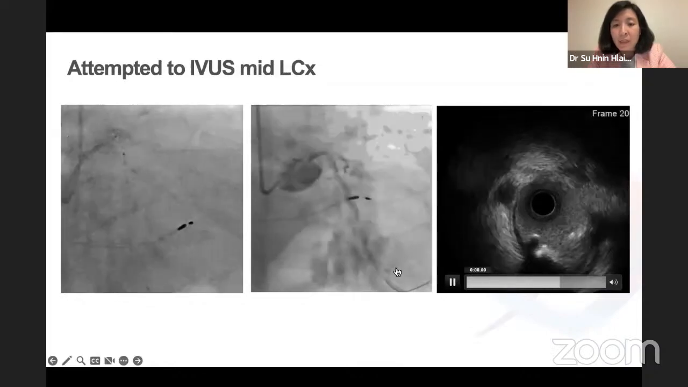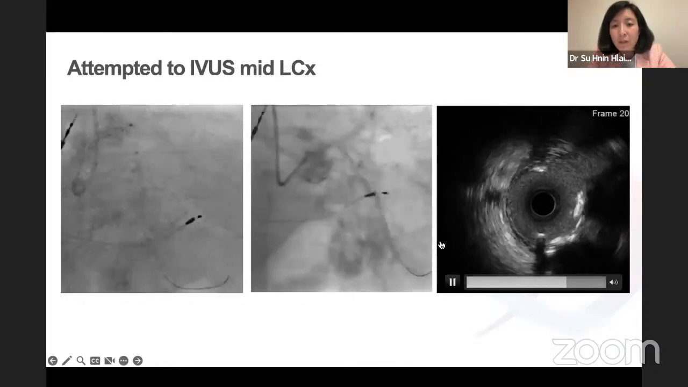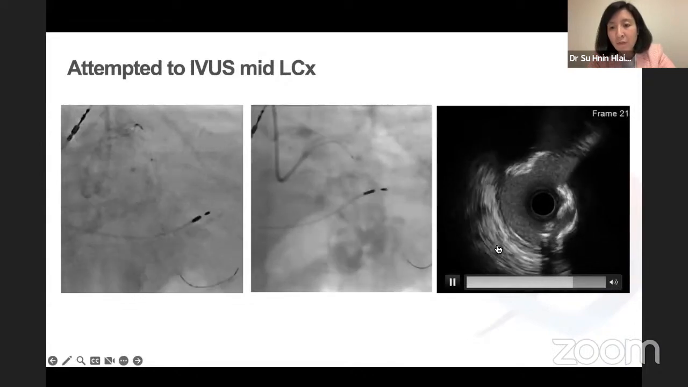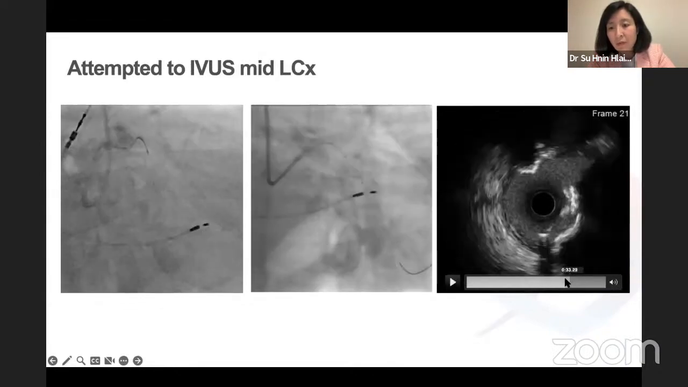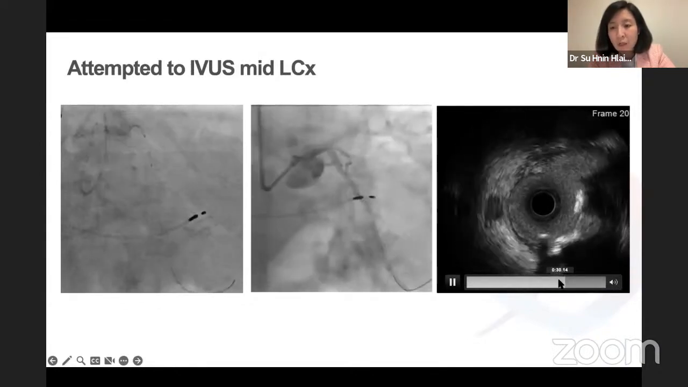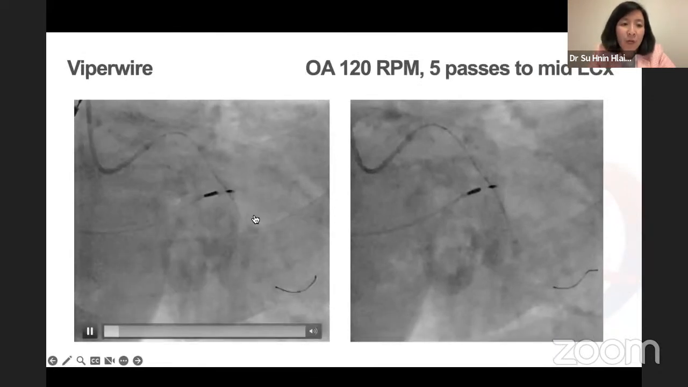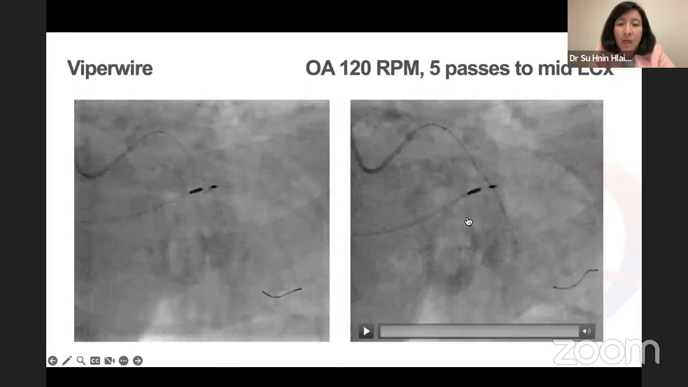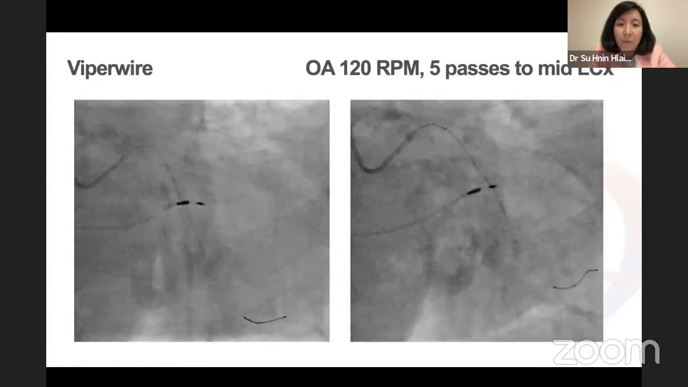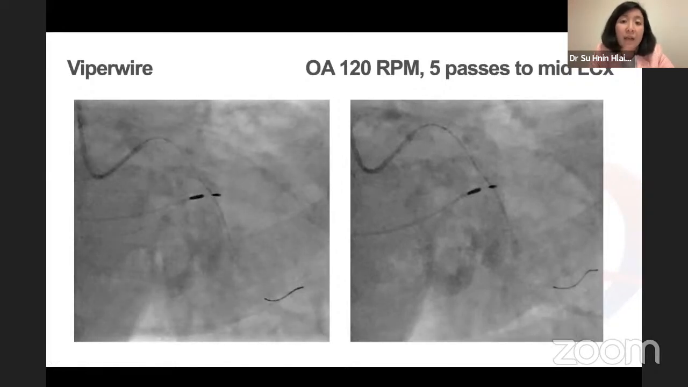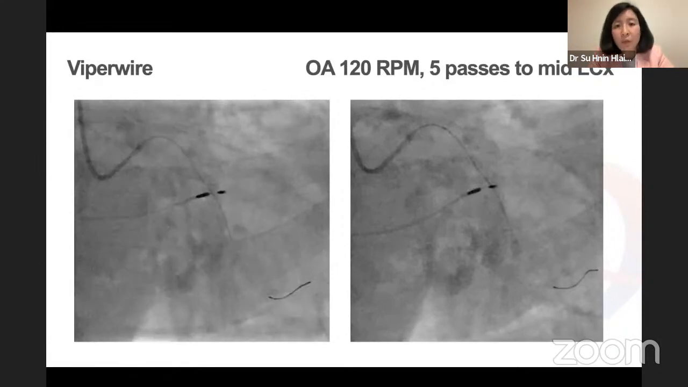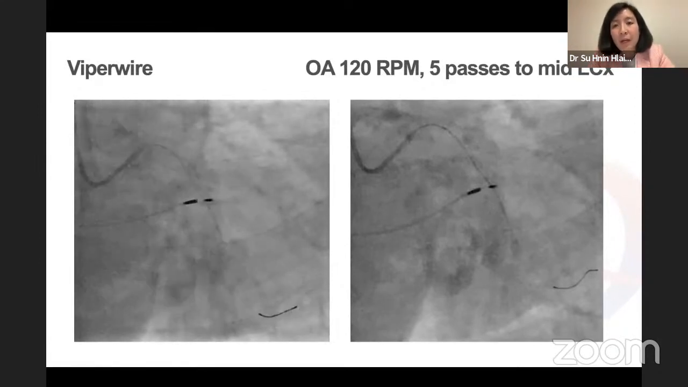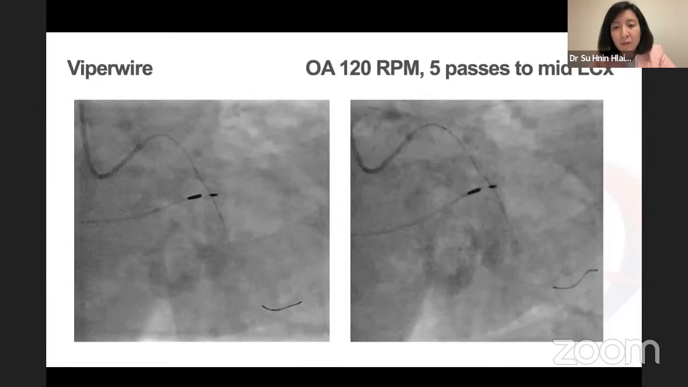There are some calciums in the mid-second flex. We managed to do the IVUS to the mid-second flex. There is some calcium nodules there. We wire with the Viper wire, and this time we use the orbital atherectomy high speed. Started with the low speed as usual, and then I will increase to 120 high speed, and then 5 pulses.